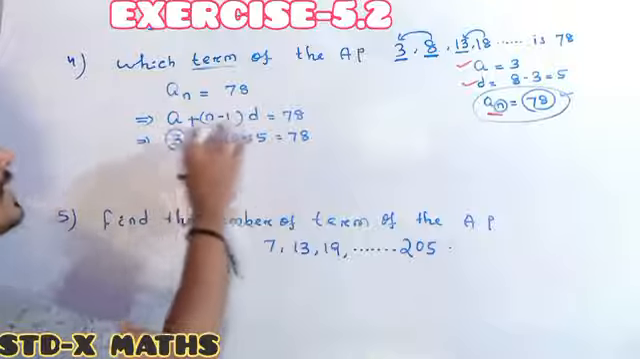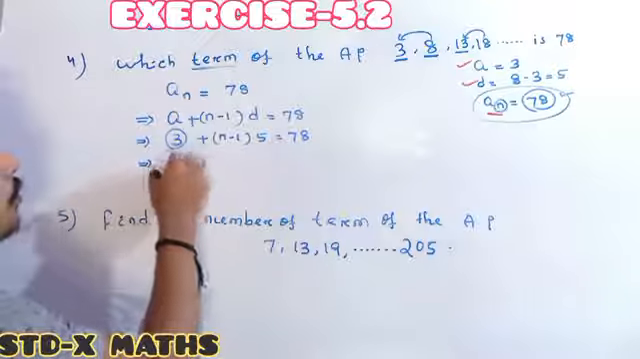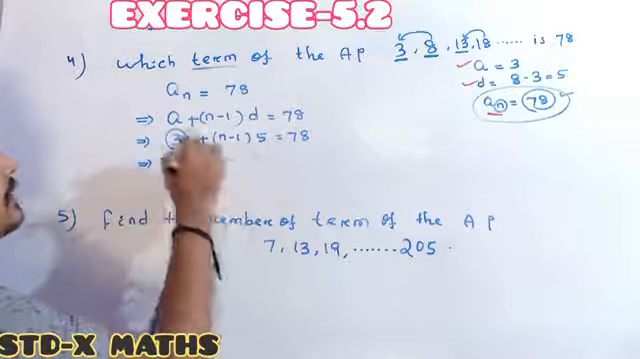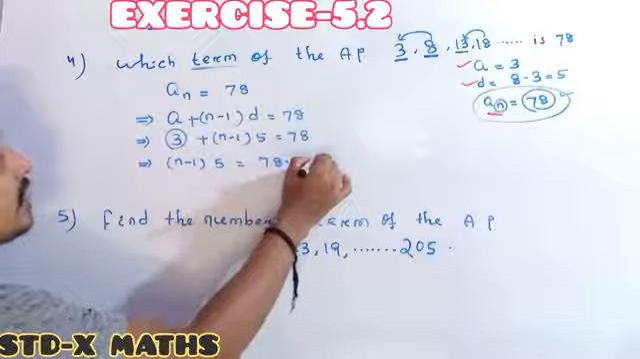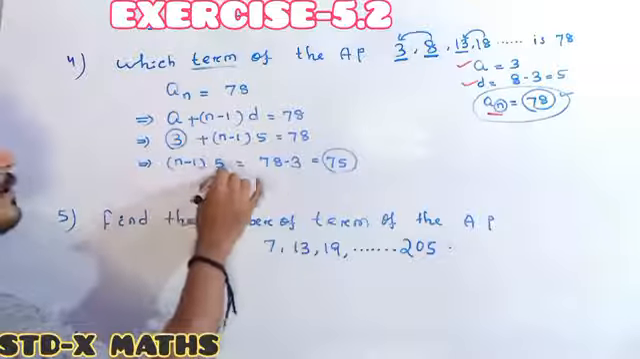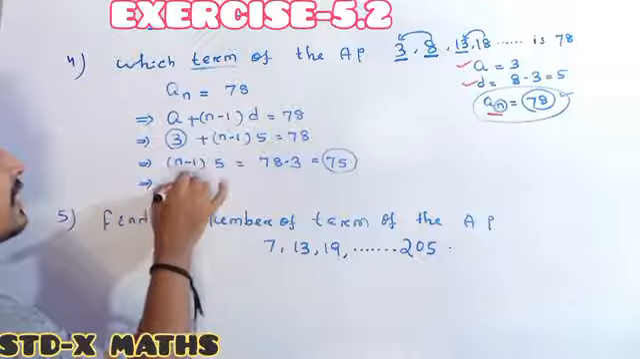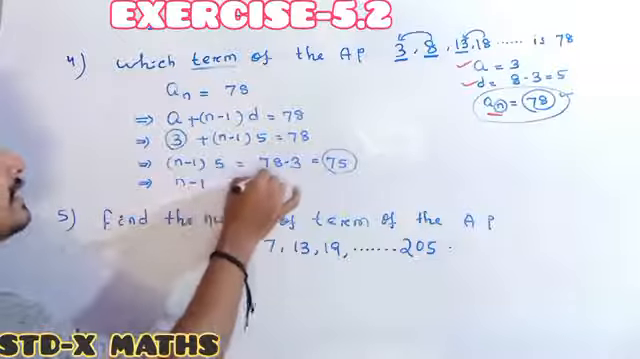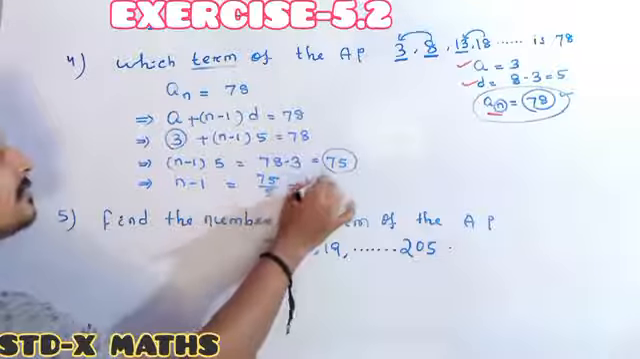So I am transposing this 3 to the right side. It means n minus 1 whole into 5 is, directly writing, 78 minus 3, which is 75. N minus 1 whole into 5 equals 75. It means n minus 1 will be 75 divided by 5, which is 15.